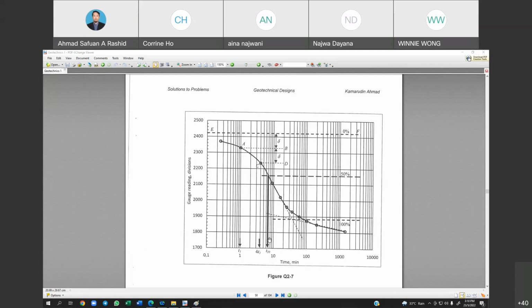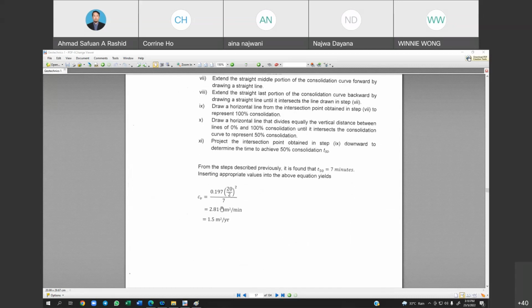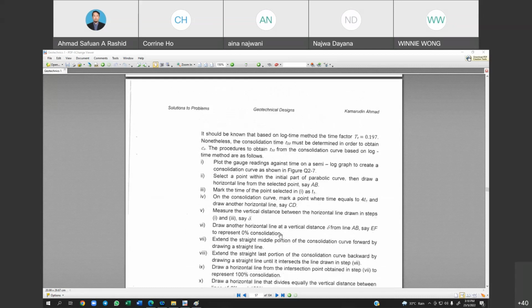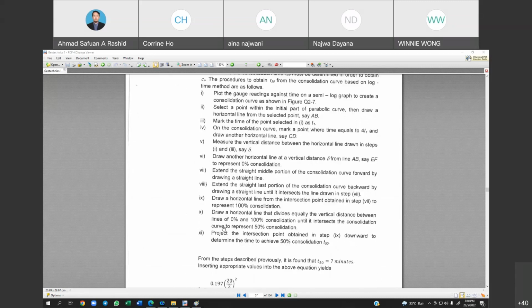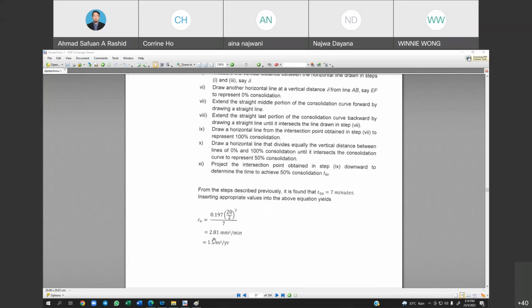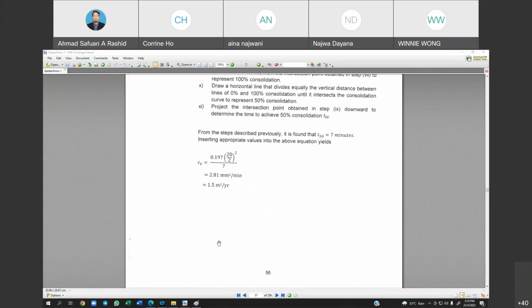So the T50 is equal to... 10, 9, 8, 7. It's 7, right? Okay, 7. So the value of the CV is equal to 2.81 millimeter square per min, or 1.5 meter square per year.